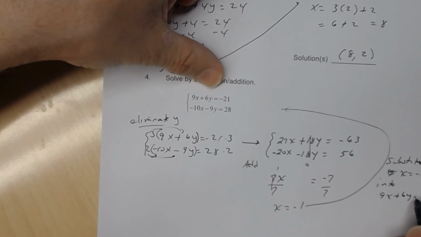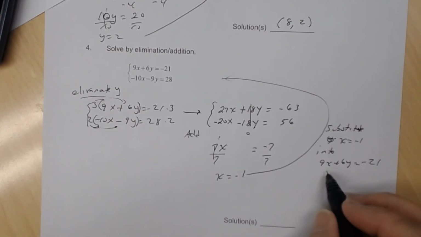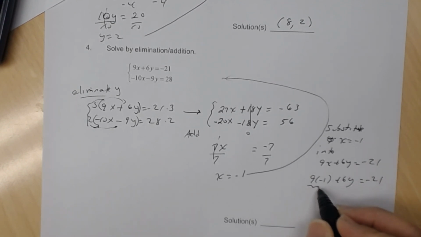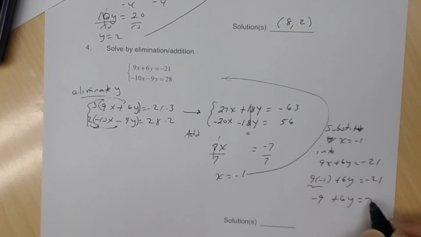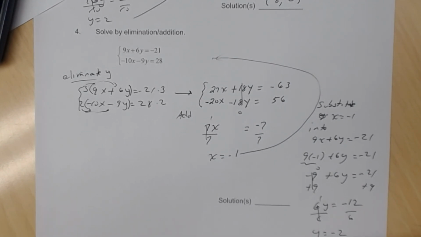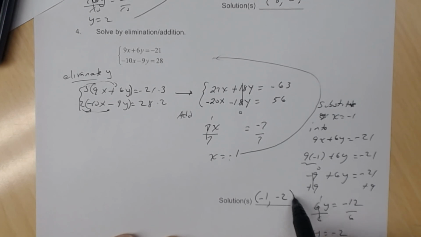9x plus 6y equal negative 21. So where we see the variable x, you're going to substitute negative 1. So I get 9 times negative 1 plus 6y equal negative 21. So this becomes negative 9 plus 6y equal negative 21. Adding 9 to both sides, combining like terms, I get 6y equal a negative 12. Dividing both sides by 6, I get my y value to be negative 2. So now your solution as an ordered pair would be x, y: negative 1, comma, negative 2.